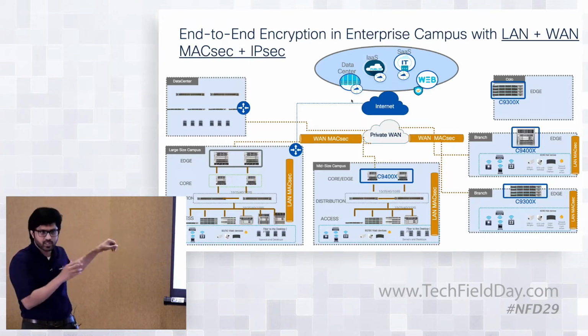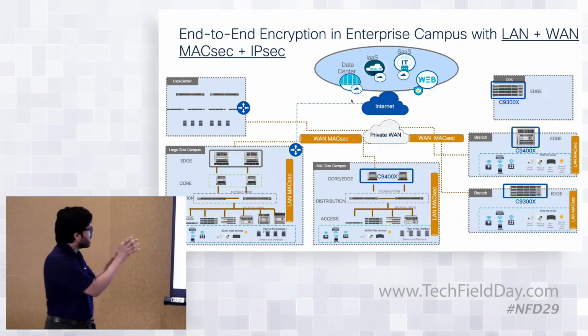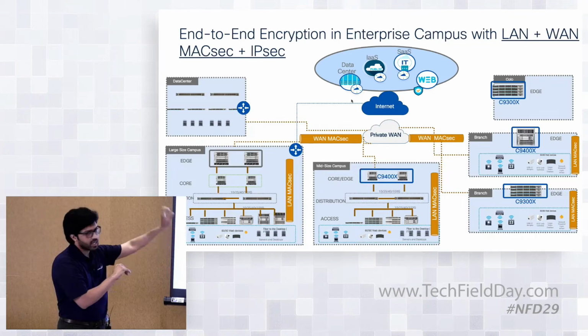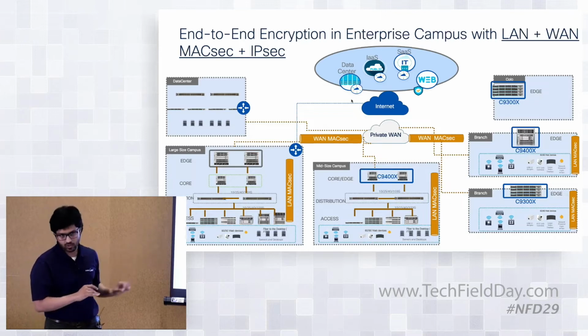Because typically in the large campuses, you would already have all your setup in place. So this is specifically focused on the small campuses and the branch campuses. You could leverage IPsec on 9300X and 9400X and then connect to the cloud securely.